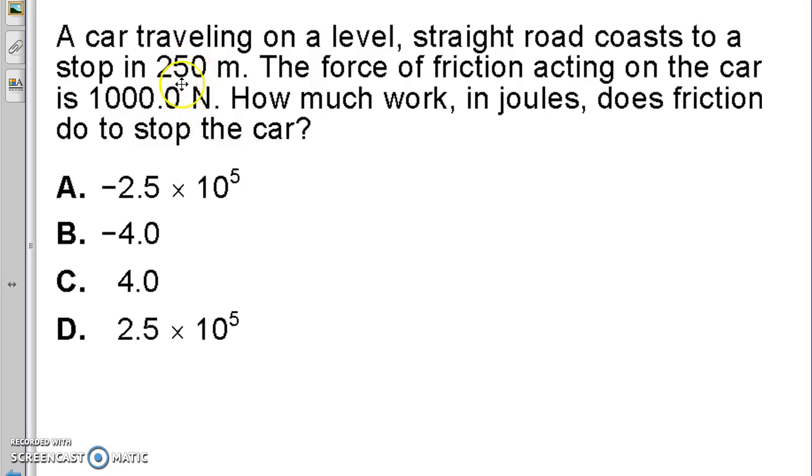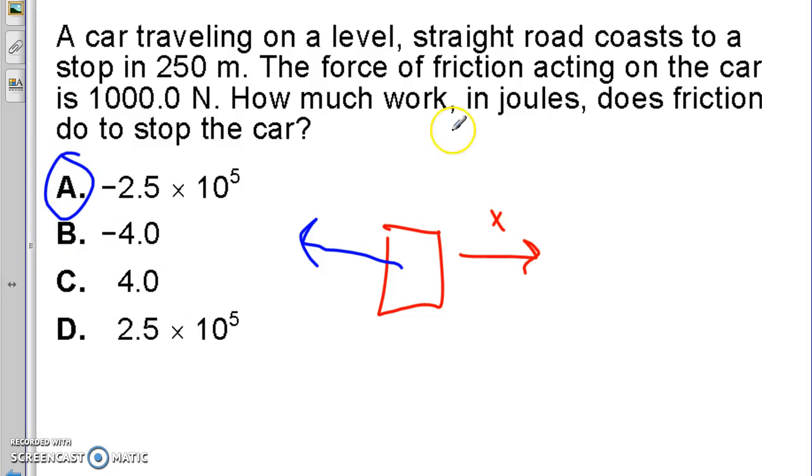And so you can see how much work is done, and you would just take 250 times 1,000 times the cosine of the angle between them. If this is the car going this way, the displacement is this way because it's coming to a stop, but the frictional force is this way. So the big key here, hopefully you're going to pick either A or D, and the reason why A is the correct answer is because the angle between those two vectors is 180 degrees. And when you take the cosine of 180, you get -1.